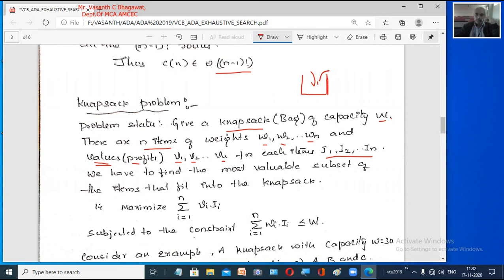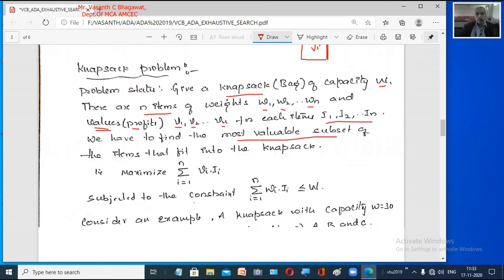Now our problem says we have to find the most valuable subset of the items that fits into the knapsack. When he is going to steal, he has to steal those items which give him more profit, because later if he sells them outside, the items should give him some profit. Such items he is supposed to select.